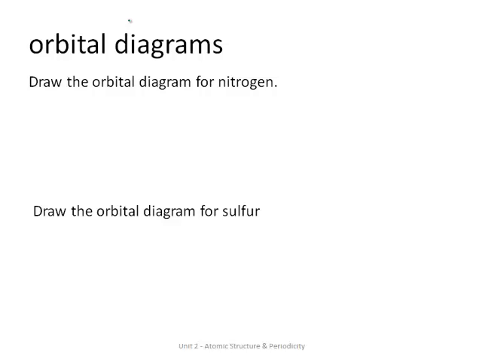Okay, so let's do a couple of examples of drawing orbital diagrams for a couple of elements. So let's start with nitrogen. Now, previously we know that nitrogen has an electron configuration of 1s2, 2s2, 2p3. But if we want to show all information about all four quantum numbers, we have to write the orbital diagram. So what would we do?